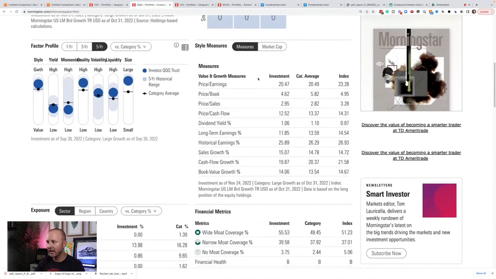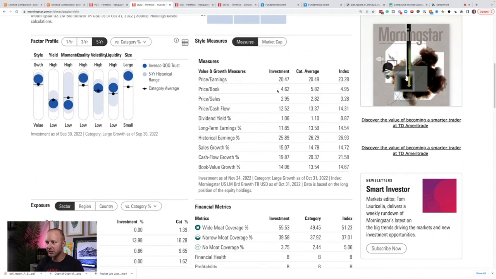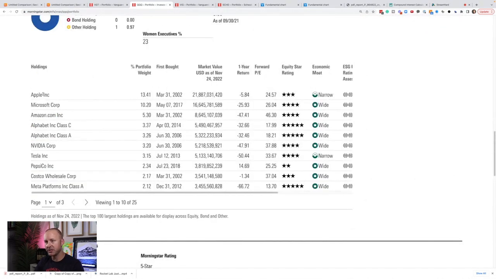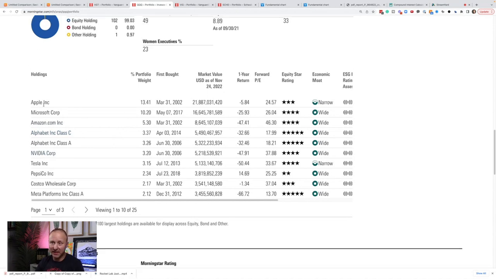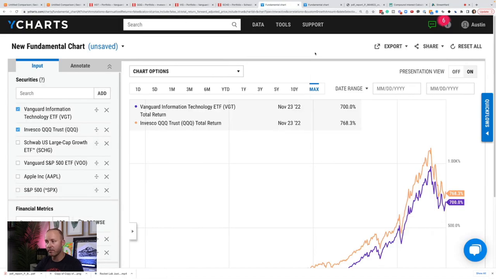Okay, QQQ, you still have a PE ratio right around 20, right? Same thing as VGT, but much less concentrated in the top two positions. You've got Apple at 13, Microsoft at 10, and then Amazon at 5, Alphabet at 6 because that's two classes of Google shares, NVIDIA at 3, Tesla at 3, Pepsi at 2, Costco at 2, and Meta at 2. So you see some different companies, but most importantly, you see less concentration in the top two, which allows you to have a little bit higher of a position size, percentage size, in things like Amazon, Alphabet, NVIDIA, and Tesla. It's also less risk, right? Like if something catastrophic happened to Apple or Microsoft, these funds would both be hurt, but VGT would be hurt a lot more.